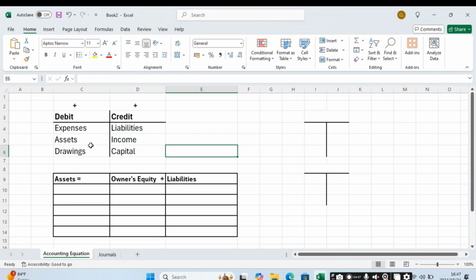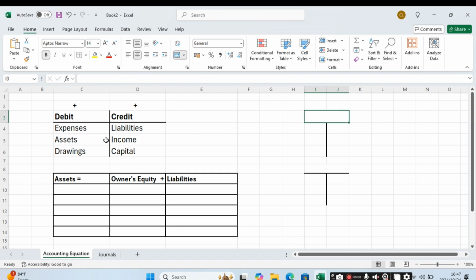Let's make examples on this. All these coming this side are decreasing. All the accounts on the debit side are increasing on the debit side. If they come this side, they're decreasing. Everything here when it comes to this side is also decreasing. Moving on, let's make an example.